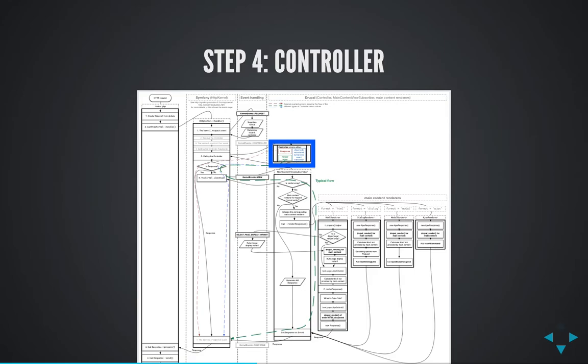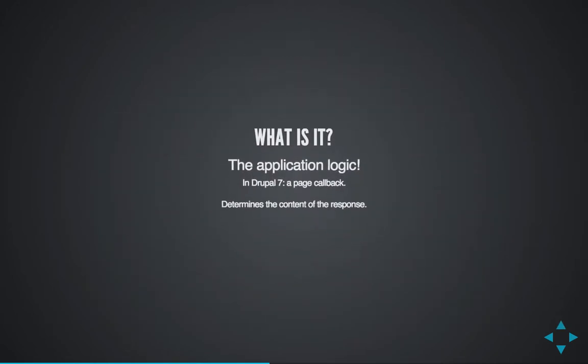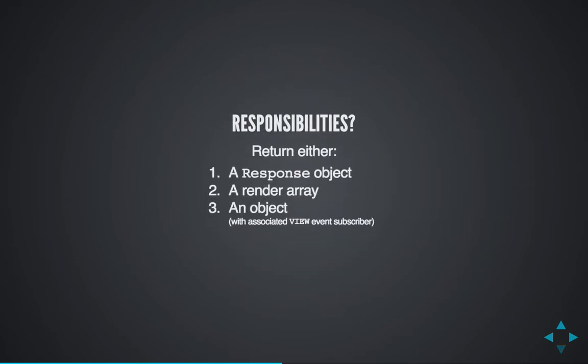Well, in this case, it's kind of like a page callback in Drupal 7, of course, and determines the content of the response. And it can choose to return either of three kinds of return values. The first is a response object. As I said before, that immediately goes down, it skips all the Drupal stuff and immediately is sent.